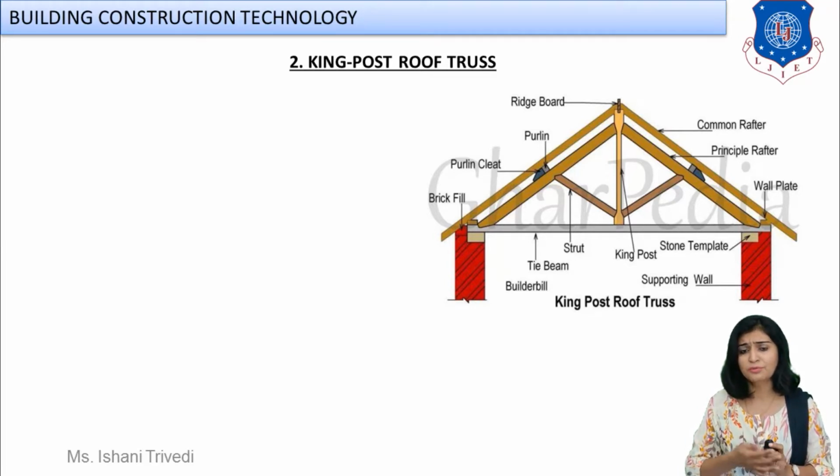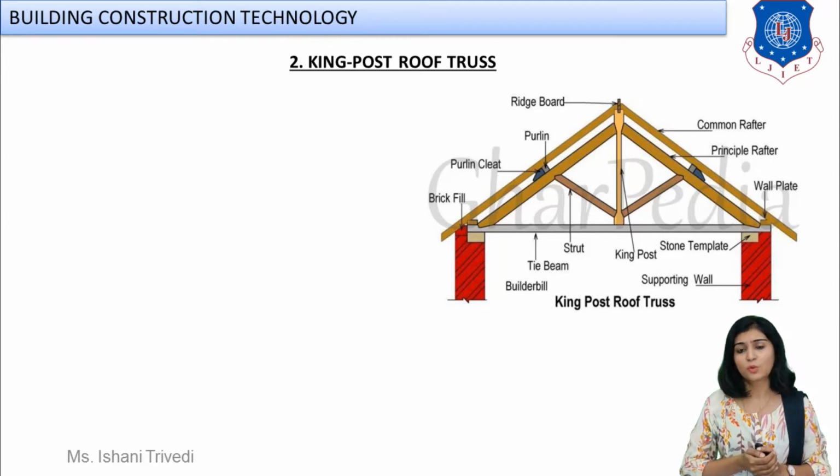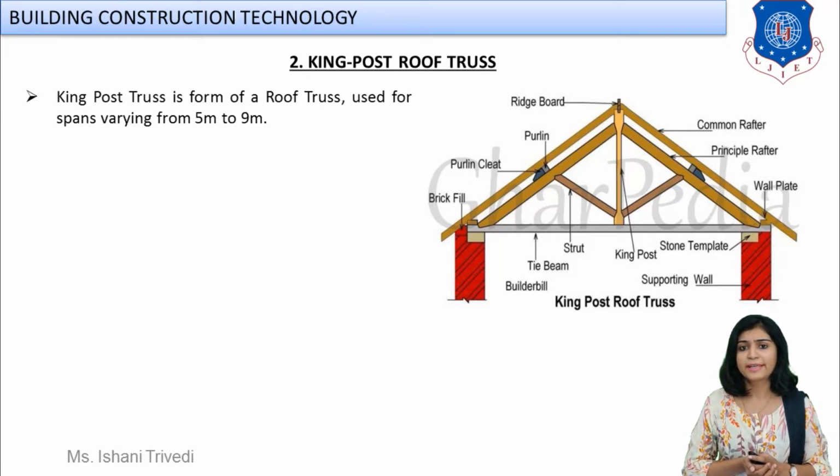In the trussed roof, you had the classification about the king post truss, queen post truss, you had steel truss, you had composite truss, right? That whole classification you are supposed to remember. So from that we are going to discuss the first, which is your king post truss roof, right? King post roof truss. So what is basically king post?